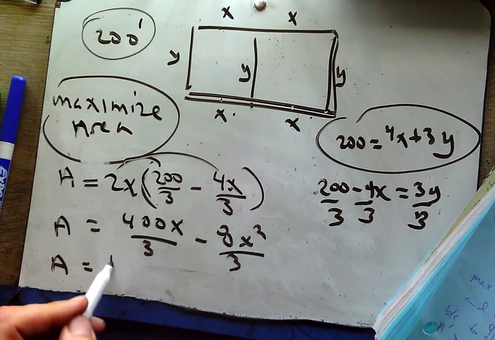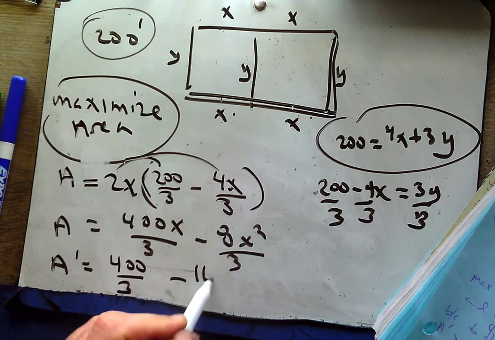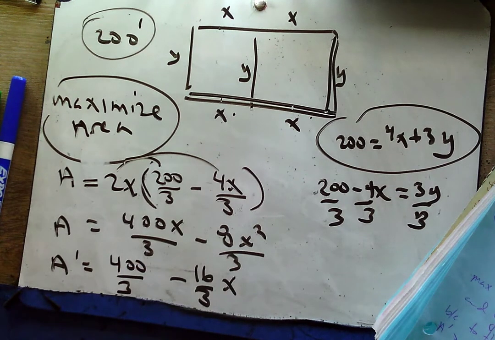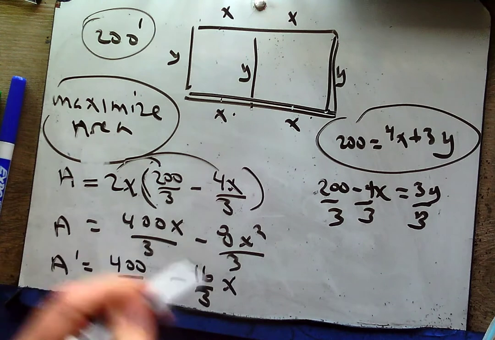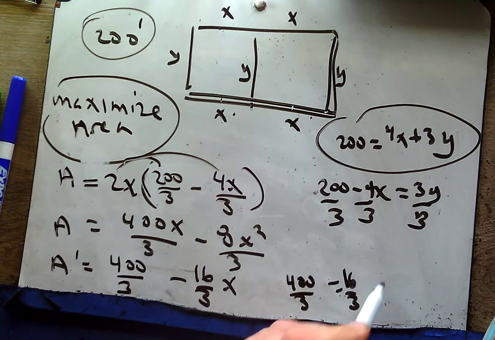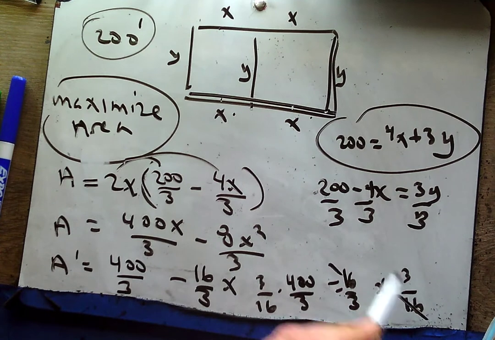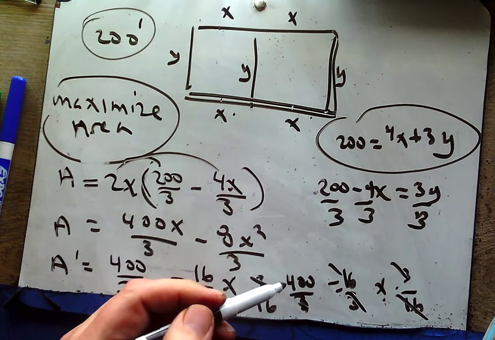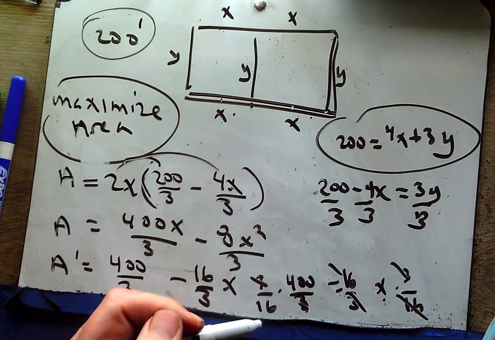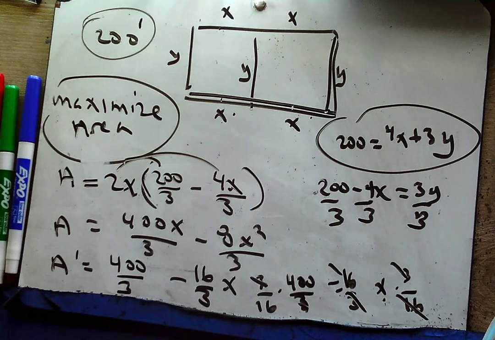The derivative of this is going to be 400 over 3. And the derivative here, I'll bring down that 2, is minus 16 over 3x. So there's my derivative. I want to know when this derivative is equal to 0. And so let's set this derivative equal to 0. I'm going to have 400 over 3 equals 16 over 3x. If I multiply both sides by 3 over 16, I get x equals 400 divided by 16. Isn't that 25? I think that's 25. 400 divided by 16 is 25.